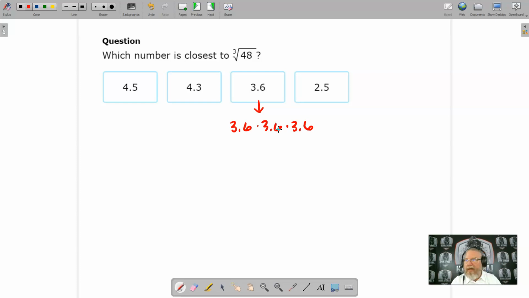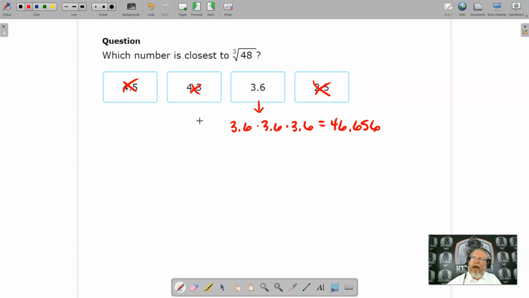That's going to give me a result of 46.656. So maybe it's 3.6. Now 46 is a little bit under that, so I know that 2.5 would be too low. We already know that this one would be too high. And I'm pretty sure that the 4.3 is going to be too high as well, because 4 cubed is 64, and that's a bit more than 48.